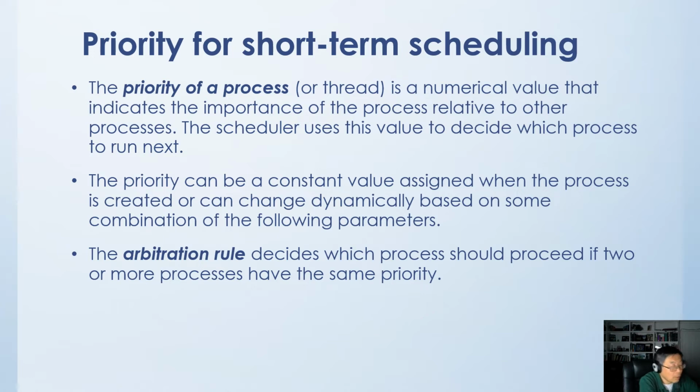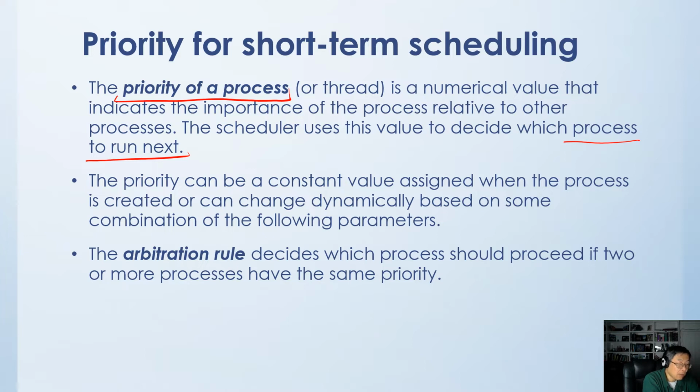Now, each time the scheduler of an operating system decides which process will be picked to run, the priority of the process will be used. The scheduling algorithm is going to pick the process with the highest priority and load this process into the CPU. Now, the priority of a process is a numeric value that indicates the importance of the process relative to the other processes. So the scheduler uses this value to decide which process to run next.